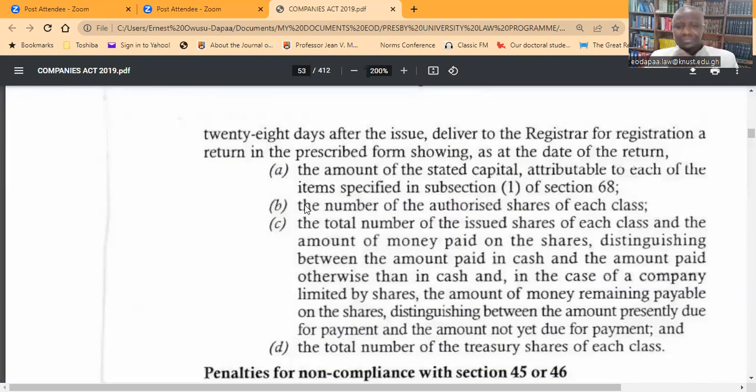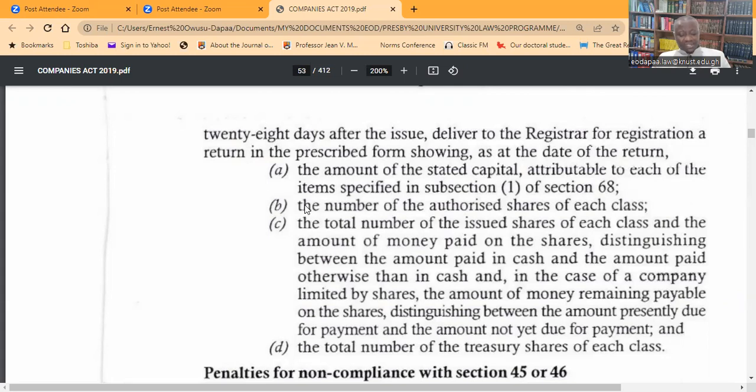Then B, another matter which you should also report on, which you should state in the return of issues, the number of the authorized shares of each class. Now, we noted from our previous discussion, especially when we were discussing section 44, right? Issue of shares. We made the point that the number of authorized shares which the company may issue is very much dependent upon how many shares the company registered at the time of incorporating the company, or if they have subsequently made alteration in accordance with the law. Again, section 44 also drew our attention to the possibility of the company having different types of shares.